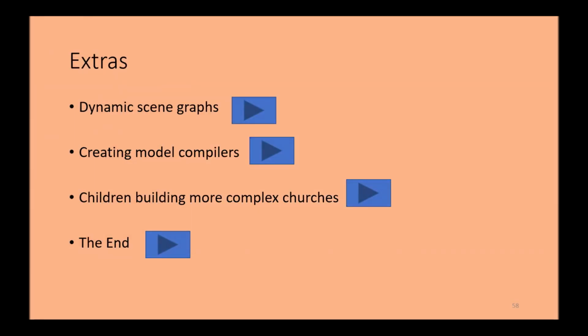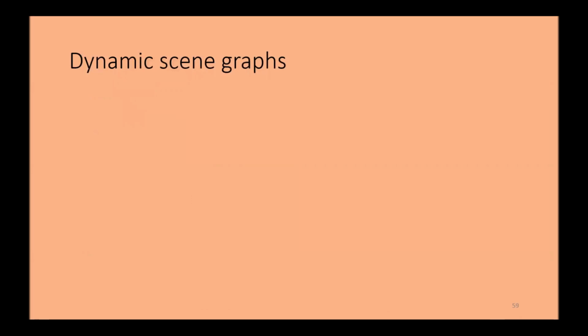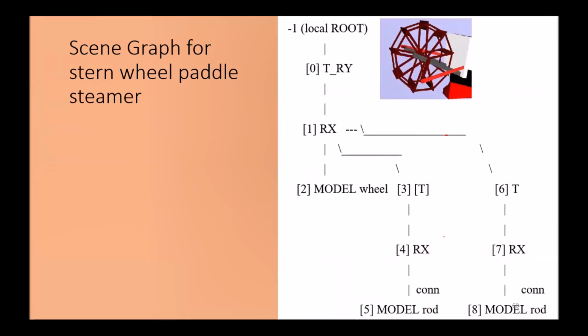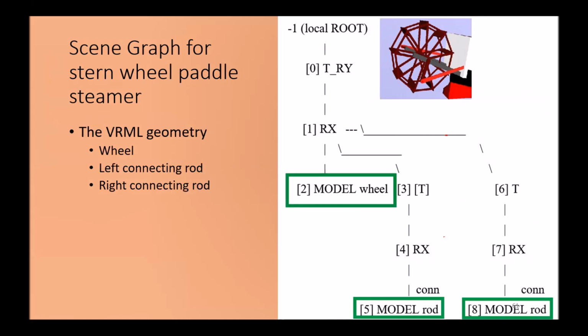Here are some extras. In this extra, I'll show you how the movement is obtained in the scene graphs of dynamic models. Here we have part of the scene graph for the stern wheel paddle steamer. The VRML geometry is located as leaves, here, here, and here.